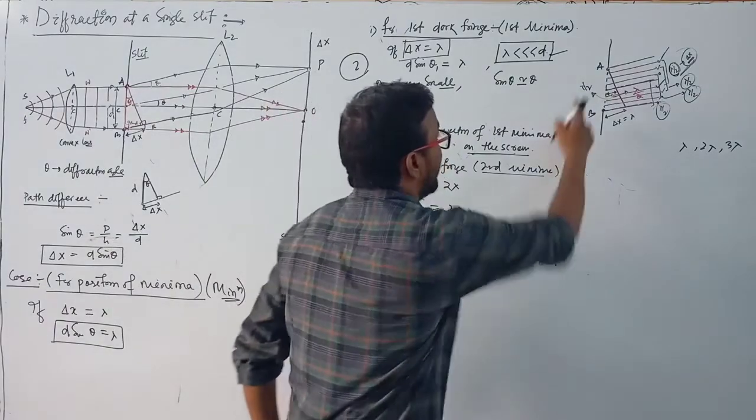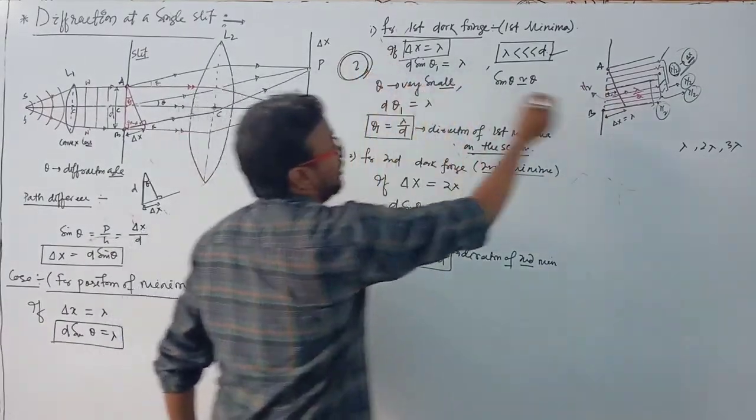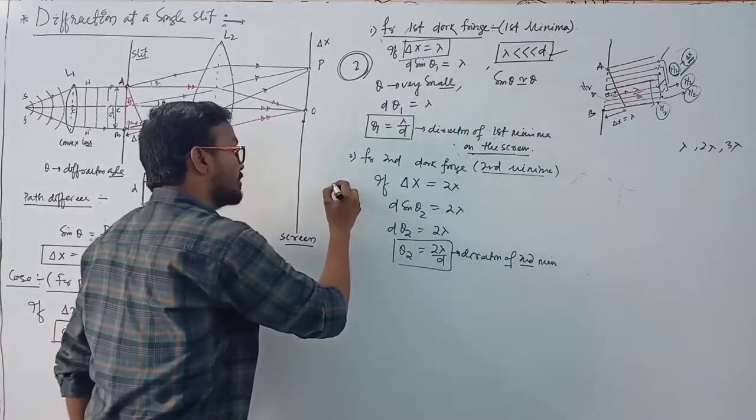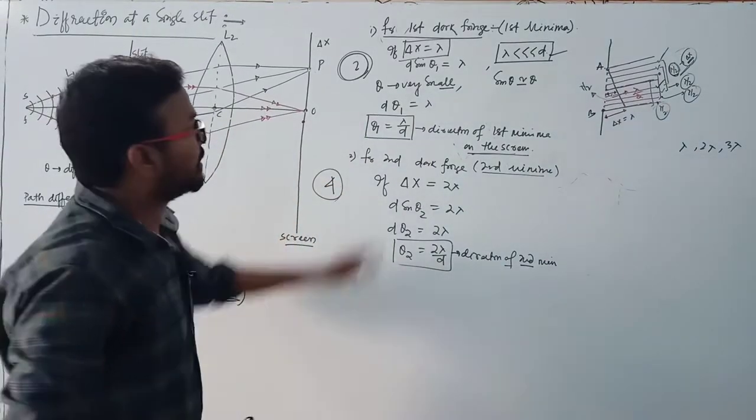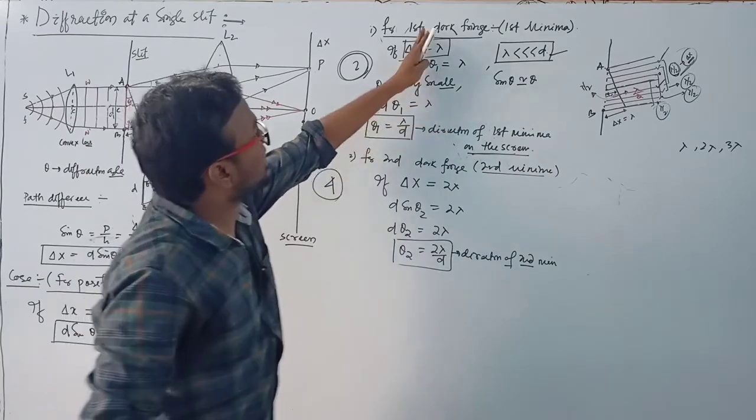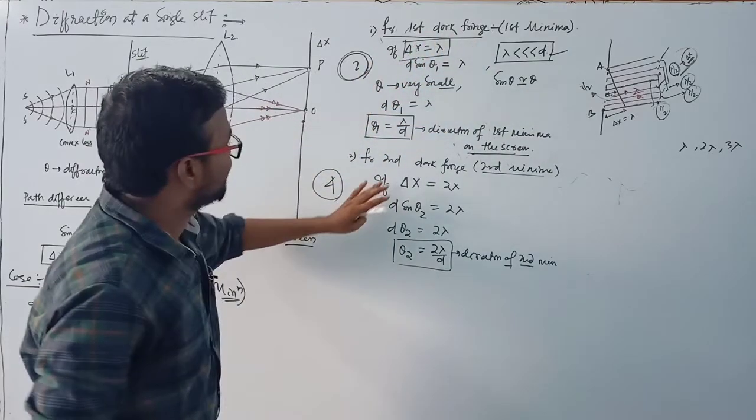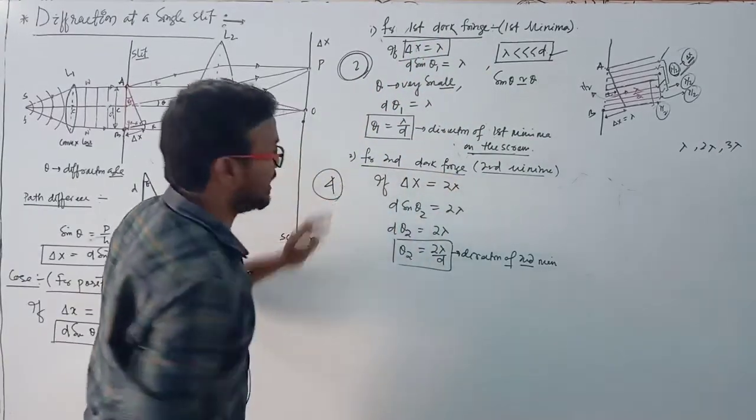In this case, we have to divide two times. We have to divide into two equal parts. Now we have to divide here into four equal parts. You have to remember this concept. For the first dark fringe, two parts. For the second dark fringe, we have to divide into four parts.